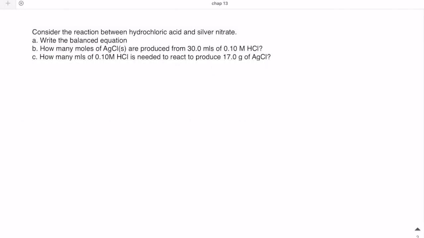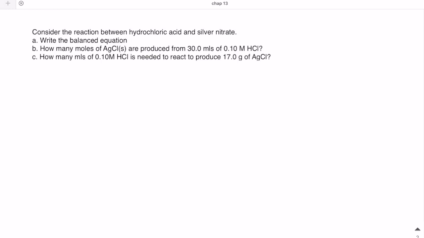Let's now take a look at an aqueous solution stoichiometry question. Here we are given a reaction between hydrochloric acid and silver nitrate, and we're asked to first write the balanced equation and then answer a couple of stoichiometry type questions. So let's start with the balanced equation.